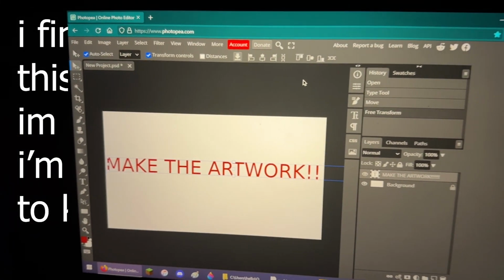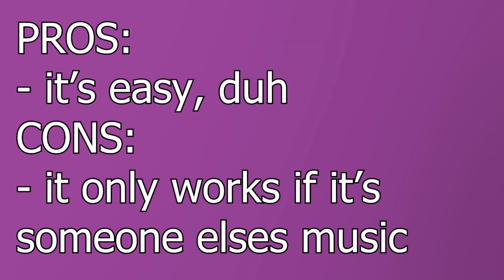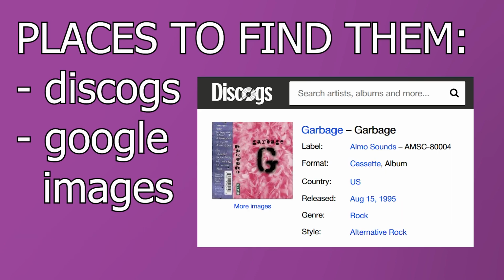Now that your cassette is done, it's time to head over to your device of choice and make the art for it. Step 4. It needs pictures! There are 2 paths you can go down. The first one is the easy one. See if any cool person has scanned the artwork for the cassette that you want to make. This only works if it's someone else's music, or is an album that's already been released on cassette.